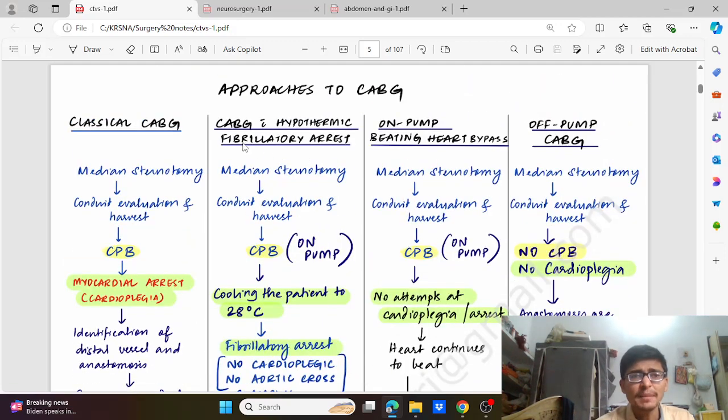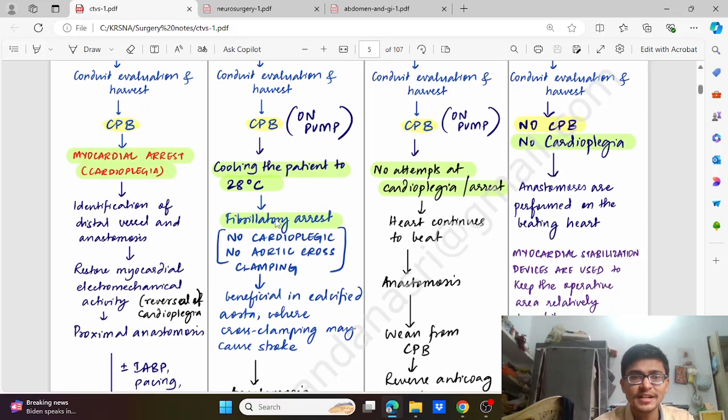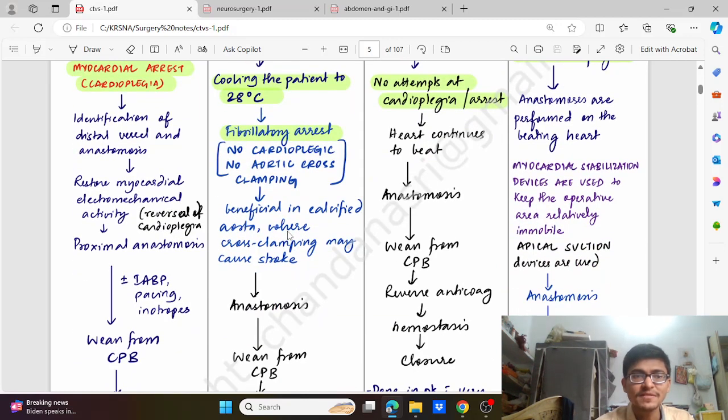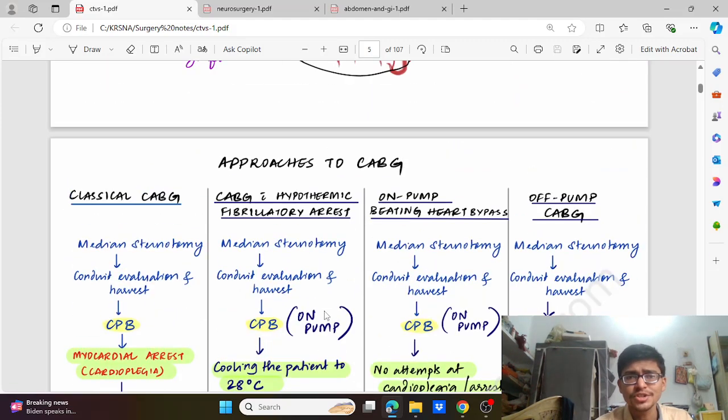In CABG with hypothermic fibrillatory arrest, we'll go for the same things initially, then after cardiopulmonary bypass we'll go for cooling the patient to 28 degrees Celsius, resulting in the fibrillatory arrest. So there is no cardioplegia and no aortic cross clamping. It is beneficial when there is a calcified aorta, because cross clamping may cause stroke. The rest will be the same: anastomosis, weaning off from the bypass, reverse anticoagulation, hemostasis and closure.